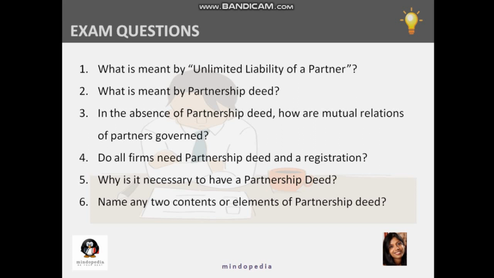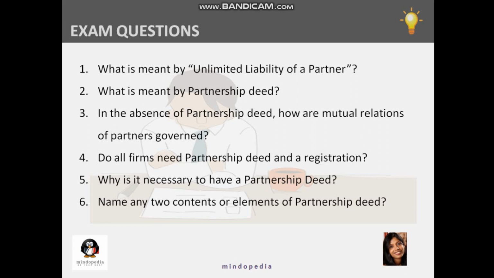Do all the firms need partnership deed and registration, says question number 4. Partnership deed और registration क्या compulsory है? No. No is the answer. Firms do not need a deed and a registration.